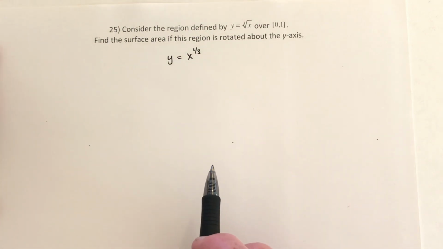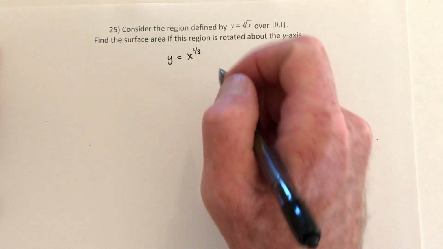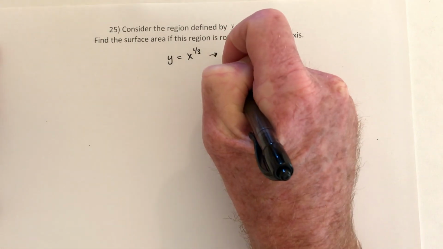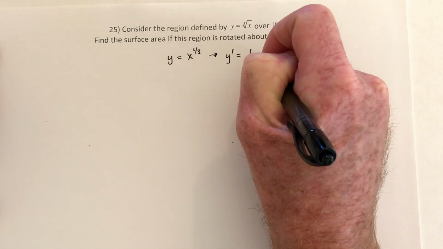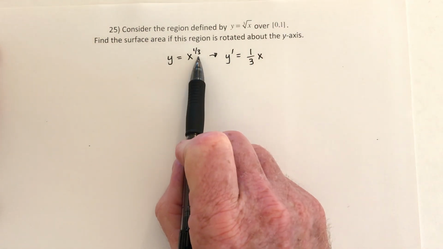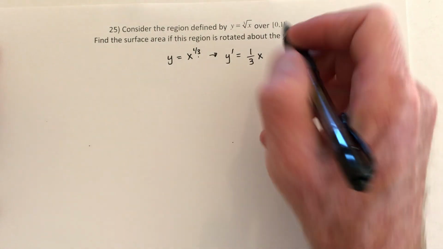And just like in podcast number 24, we're going to need to know the arc length, so we might as well find the derivative. Using the power rule, the derivative is going to be 1/3 x, and then subtract 1 from the exponent, which is going to leave negative 2/3.